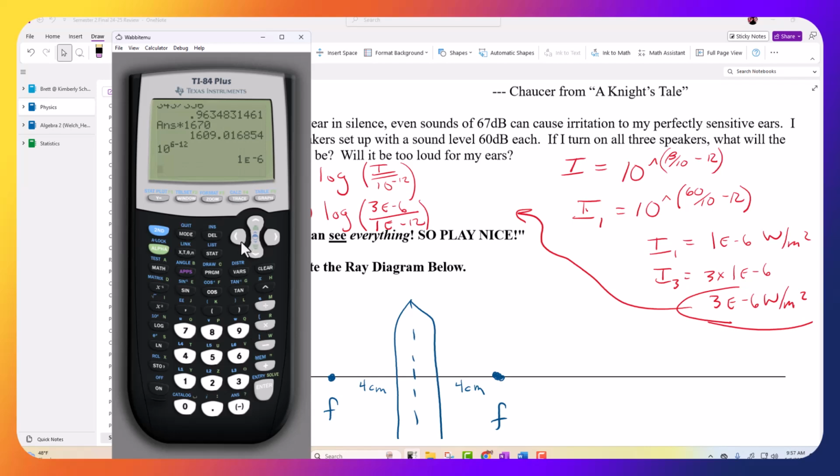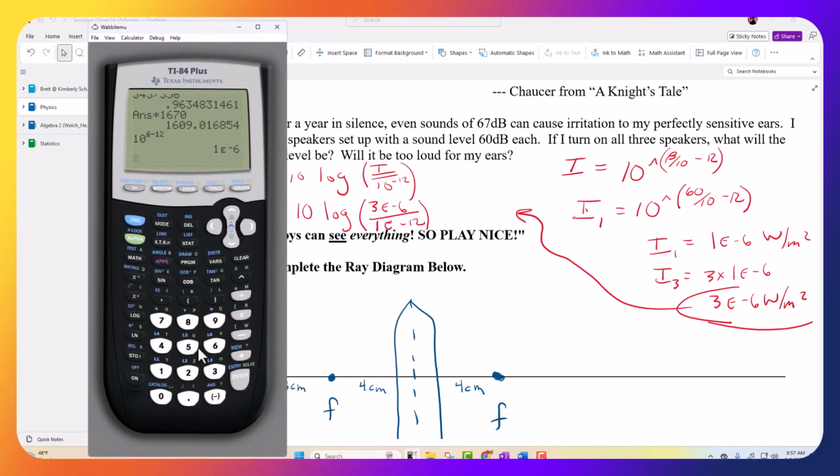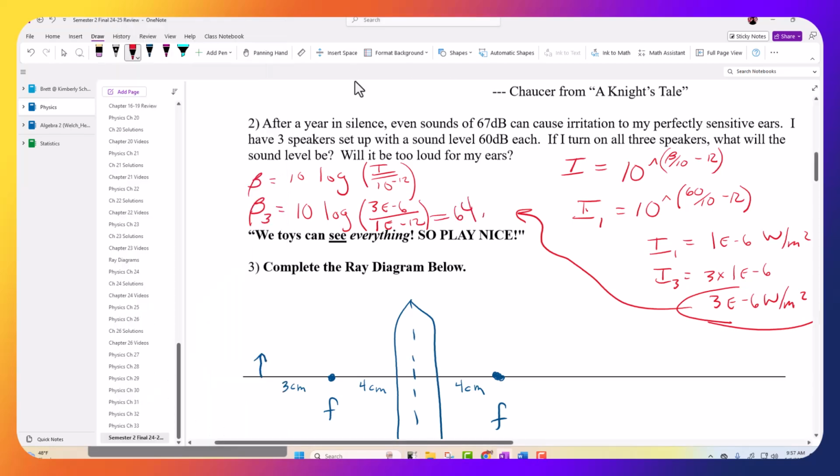But I'm just going to do this in small stages. So I'm going to times that by 3 that I should have done earlier. There's my 3 e negative 6 divided by 1 e negative 12. And now I need to take the log of that answer and times that by 10. I get 64.77 or 64.8. 64.8 dB.